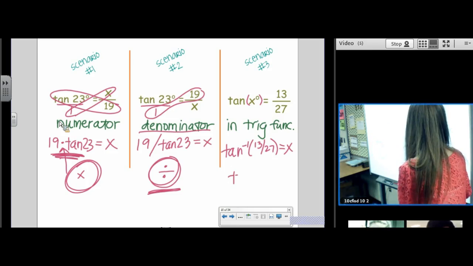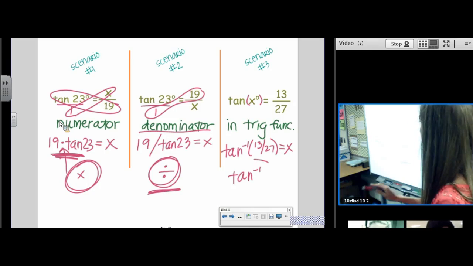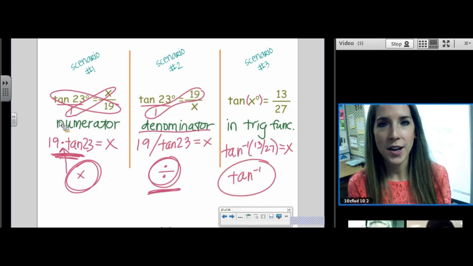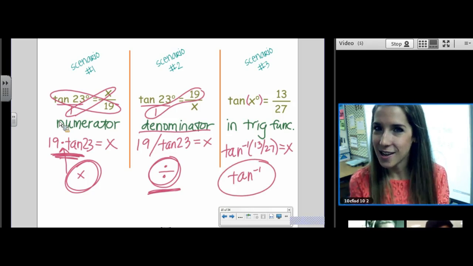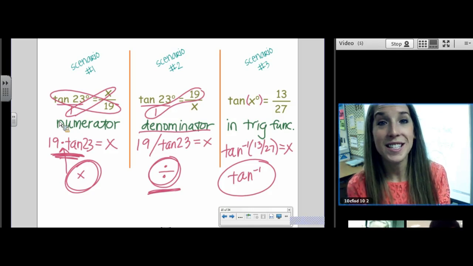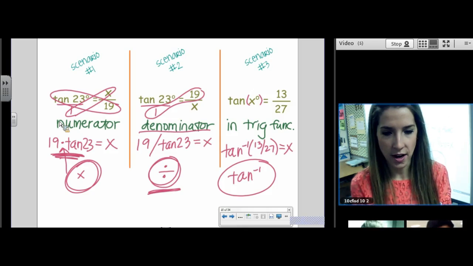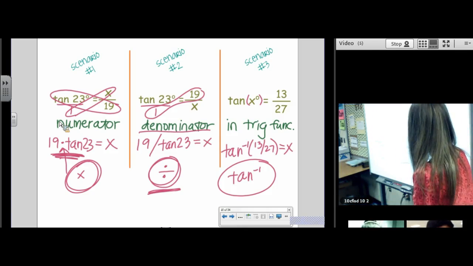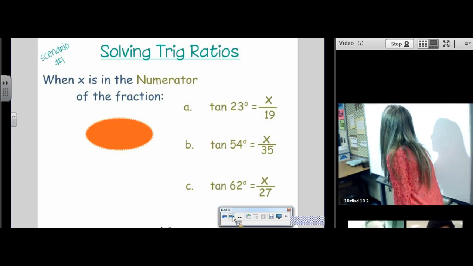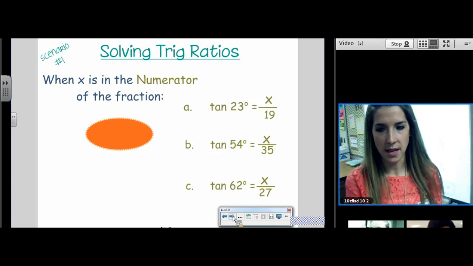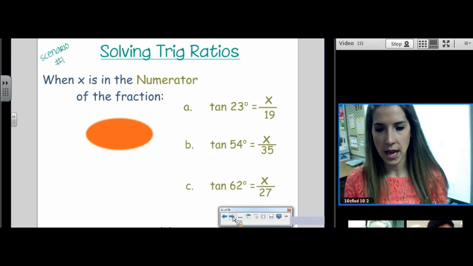So, what do we do each time? We now know what to do every time. When it's in the numerator, we multiply. When it's in the denominator, we divide. And when it's stuck in the trig function, we do the inverse of the trig function. Okay, so let's practice some of these. Go ahead and solve all of those, A, B, and C.